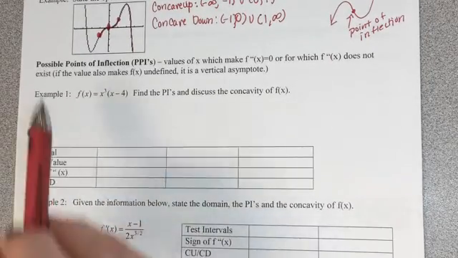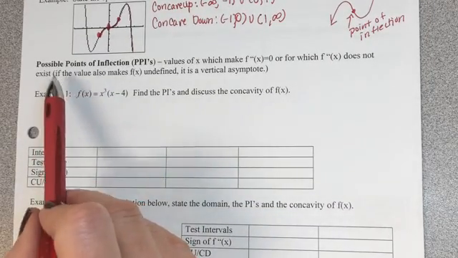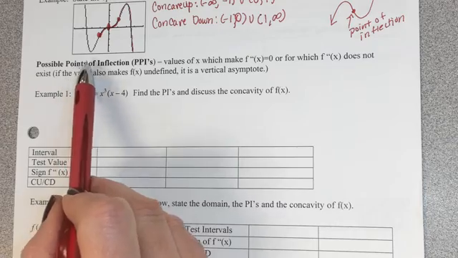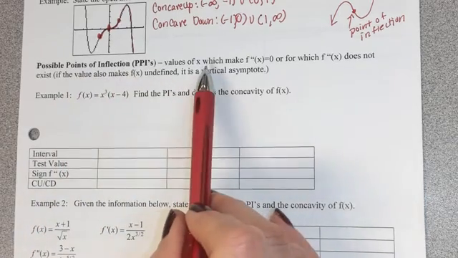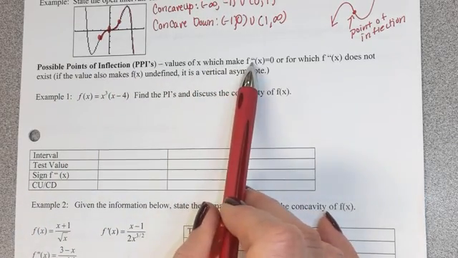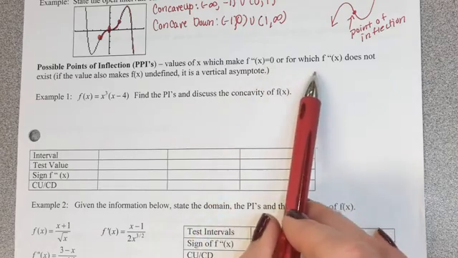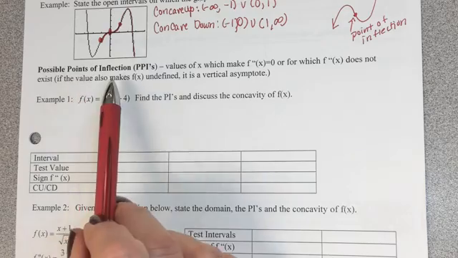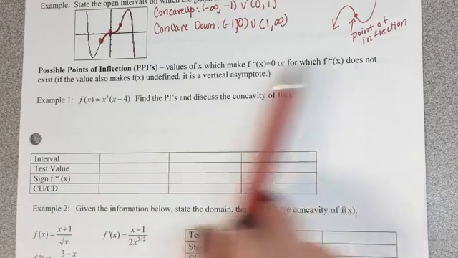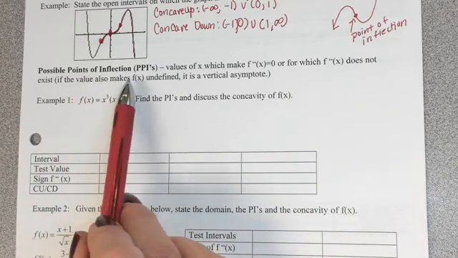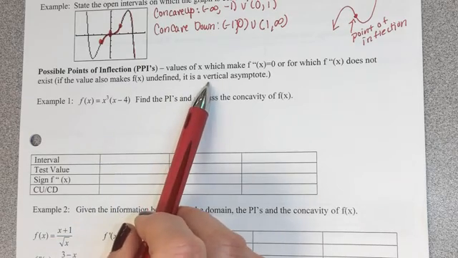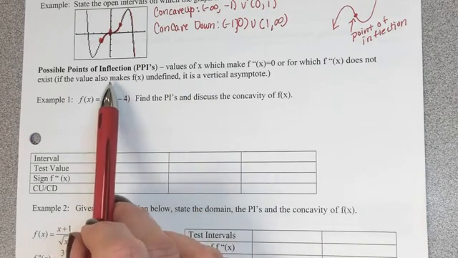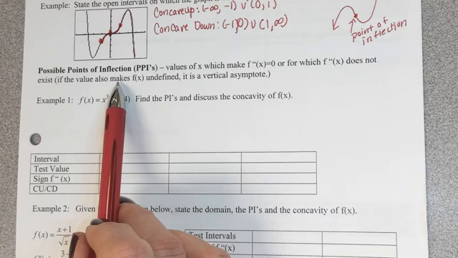So here's the way we find points of inflection. First of all, we talk about possible points of inflection. These are the values of x which make the second derivative equal 0, or for which the second derivative does not exist. But if the second derivative does not exist, we have to check, was it really just a vertical asymptote, or is it truly a possible point of inflection?